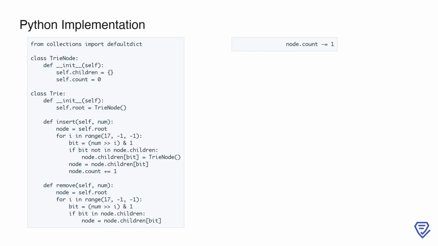Next, we define the tree class itself. The tree has a root node, which is an instance of tree node. The insert method is used to add a number into the tree. For each number, we iterate through its binary representation, from the most significant bit to the least significant bit. At each bit, we check if the corresponding path exists in the tree. If not, we create a new tree node. We then move down that path and increment the count at each node. Similarly, we define a remove method to decrement the count along the path of a number when it's no longer needed in the tree. This allows us to dynamically manage the tree as we process the queries.